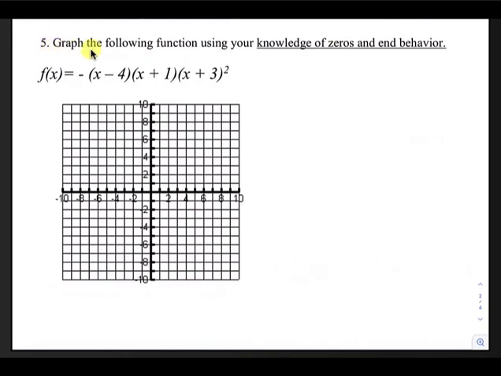All right, for question 5. Graph the following functions using your knowledge of zeros and end behavior. So before we graph this, let's list some facts that we know about this graph. First of all, the degree is 1 because x minus 4 is raised to the first power. X plus 1 is also raised to the first power, and then x plus 3 is raised to the second power. So the degree would be 1 plus 1 plus 2, which is 4.